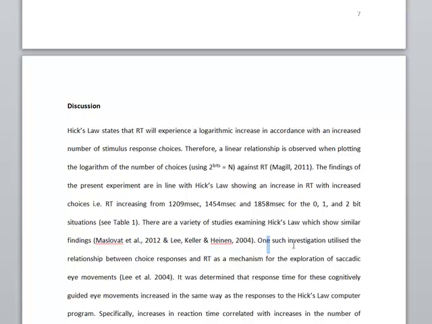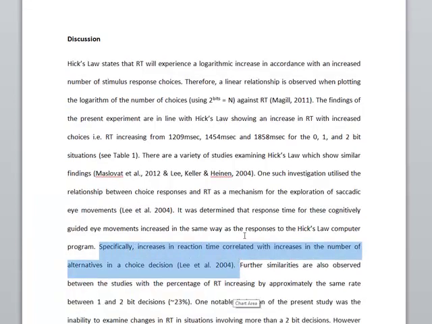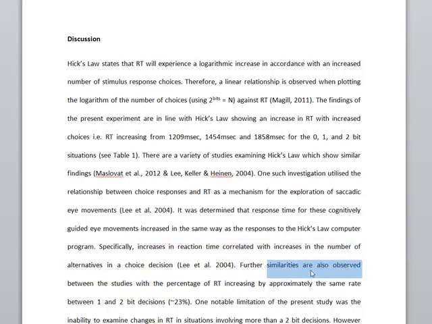And then I narrow it down even further. One such investigation did this. So this guy, Lee et al., did a particular thing, and then I talk specifically about what he found. So that's an example of taking an actual study in a couple of sentences, breaking down what he did, what he showed, and then highlighting the similarities or differences. So in this instance, they're similar. So you see this phrase saying, further similarities are observed. In other words, that's me comparing my results with another. In this instance, they're similar, maybe not always.